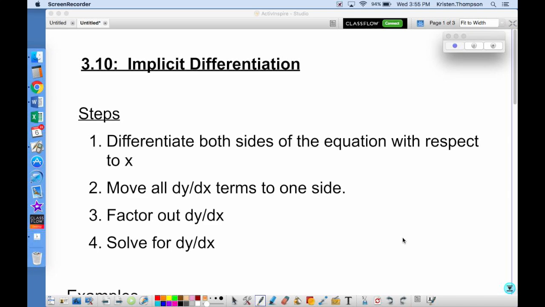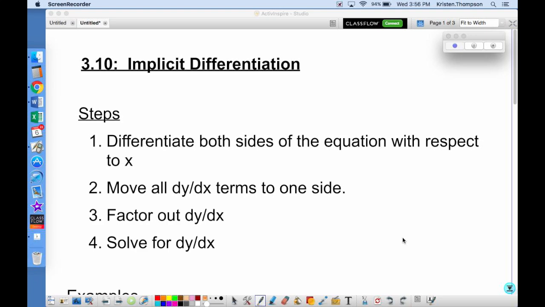310 is all about implicit differentiation. Feel free to stop the video or rewind as necessary. Before I begin to talk about what implicit differentiation is, I need to talk about what an implicitly defined function is.